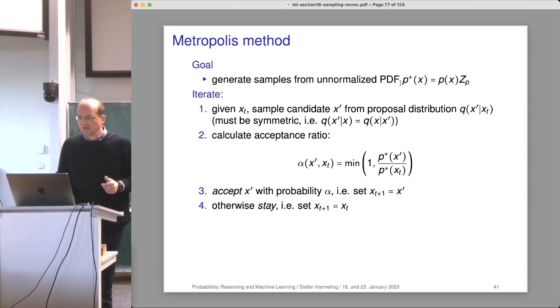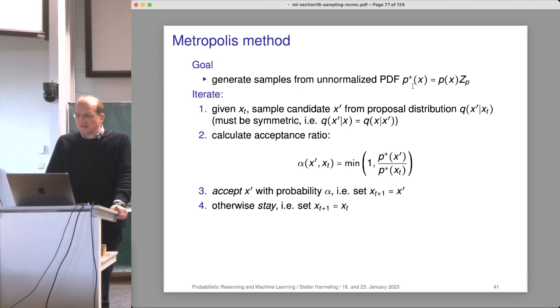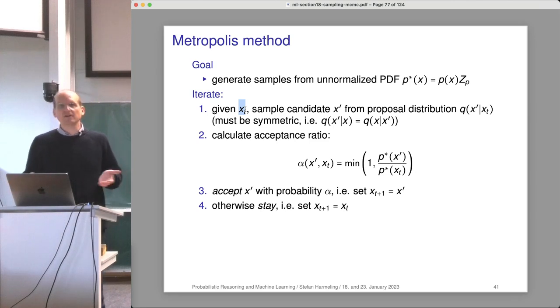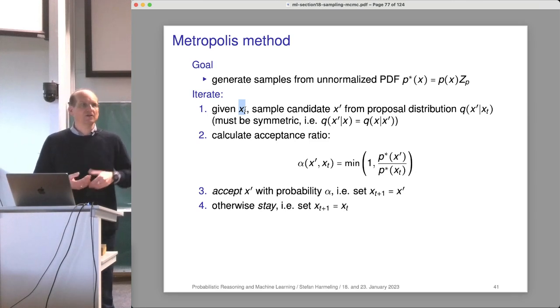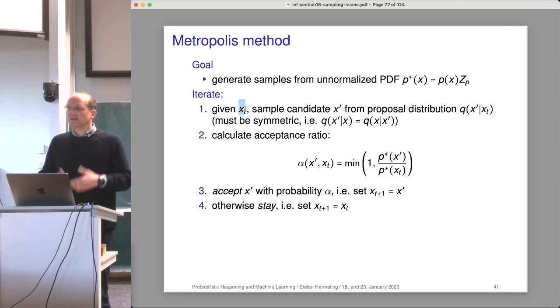Let's get back to the Metropolis method. We want to sample from an unnormalized PDF P star, and here's the algorithm. Suppose now that we already have one sample. How do we initialize it? With whatever you like: you can initialize with zero, or from a Gaussian distribution. It doesn't matter. Let's just assume we already have a sample. We are not directly sampling x_{t+1}, but we are sampling a candidate x prime.